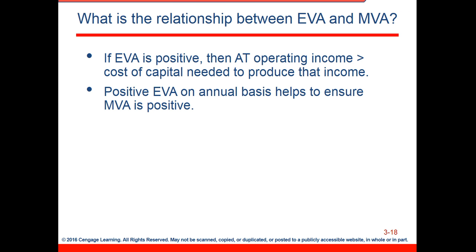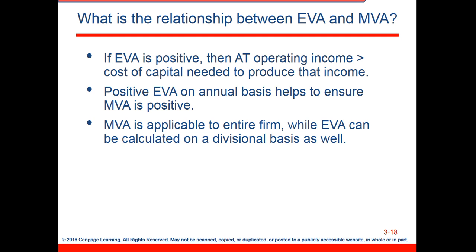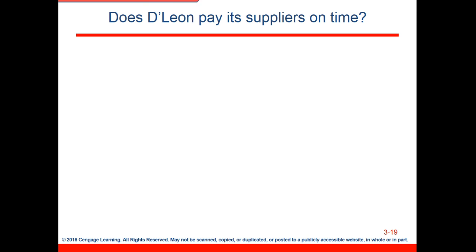What we are going to see is that the economic value add is positive. When the economic value add is positive, then after-tax operating income is greater than the cost of capital needed to produce that income. And positive economic value add helps to ensure that the market value add is positive as well.